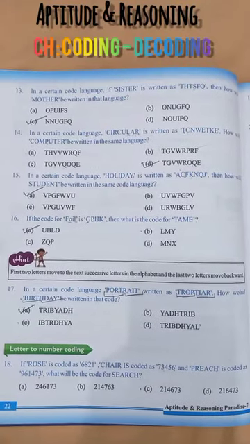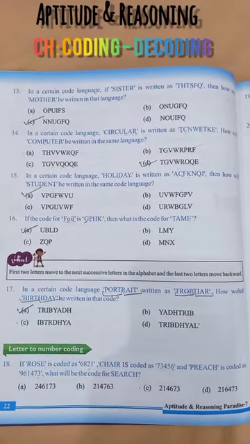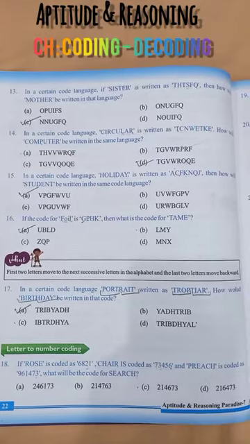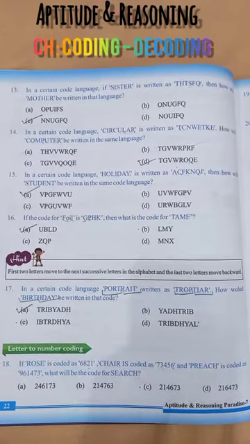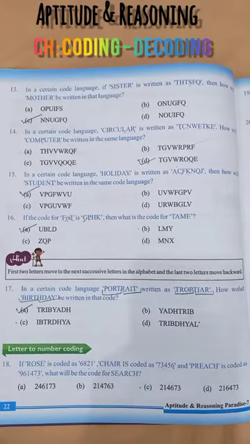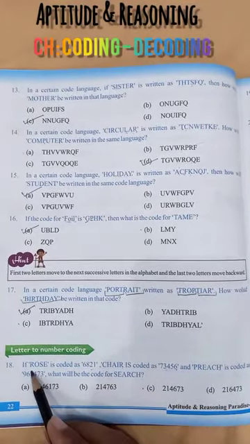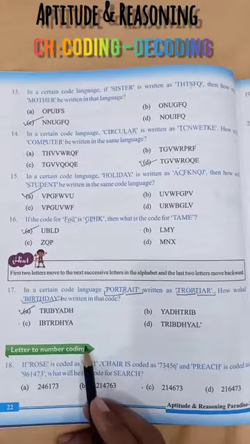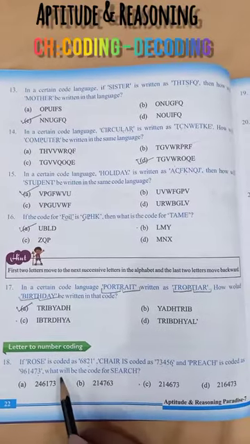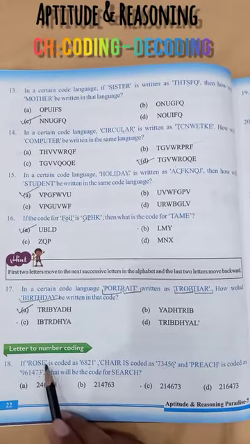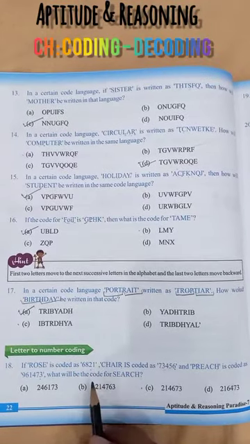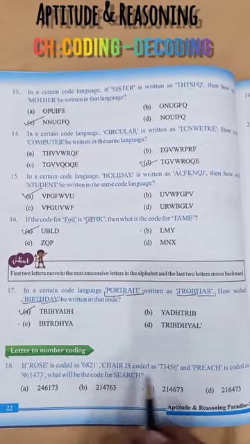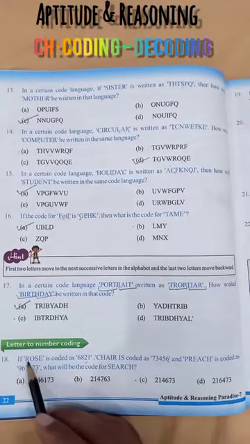Hello everyone, this is the Aptitude and Reasoning book and the chapter is Coding and Decoding. Today we will solve the remaining questions of coding and decoding. The first question type is letter to number coding. In this type of question, letters are given with their codes as numbers, and you are asked for the code of the next letters. So it is very simple.